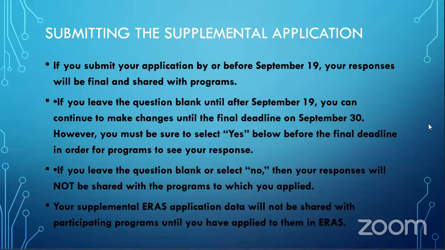So now about submitting the supplemental ERAS application. If you submit your application by or before September 19, your responses will be final and shared with programs. If you leave the question blank until after September 19, you can continue to make changes until the final deadline on September 30. However, you must be sure to select yes below before the final deadline in order for programs to see your response.